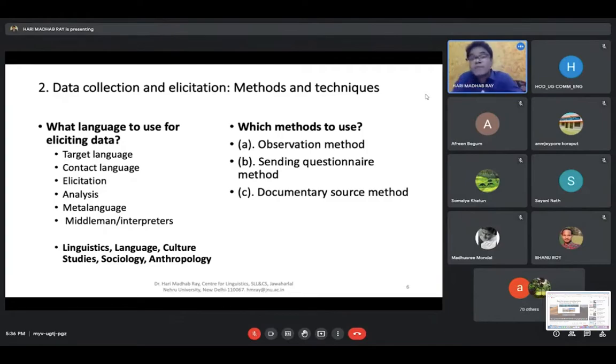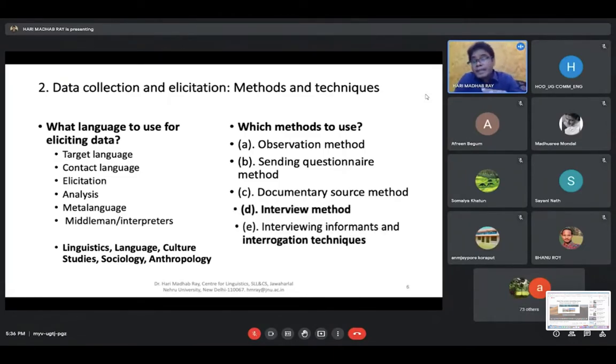One method is the observation method. Then the sending questionnaire method. We know that these days, especially in your email, many people keep on sending that kind of survey. Please fill up that form. Sometimes we do that, the sending questionnaire method. Then the documentary source method. So how do you elicit data from documentary sources?